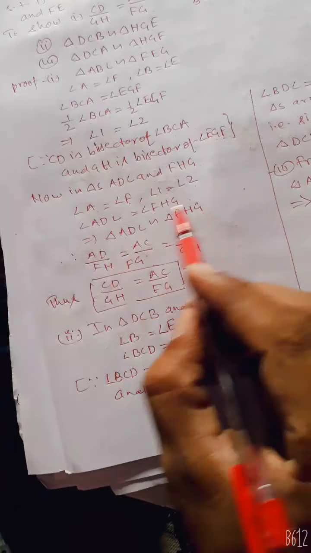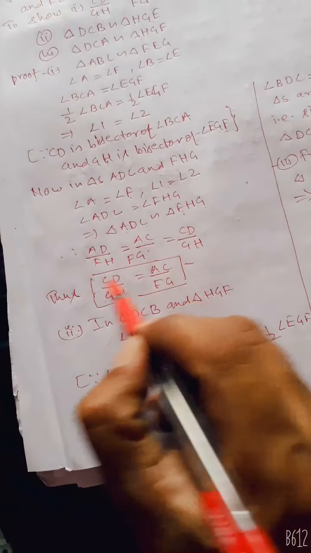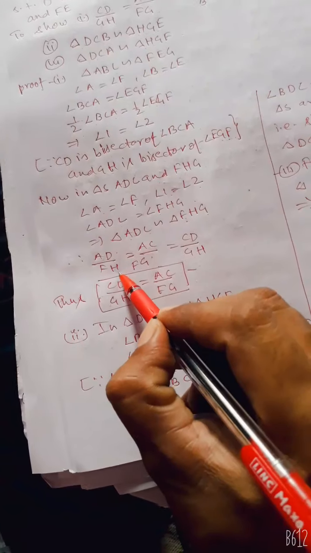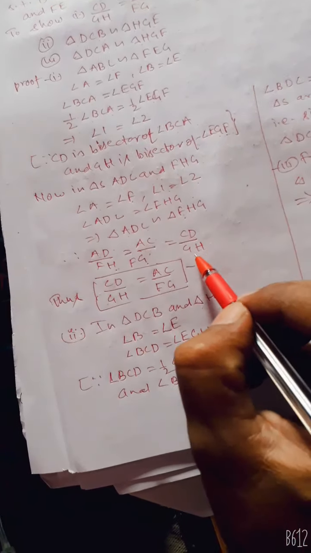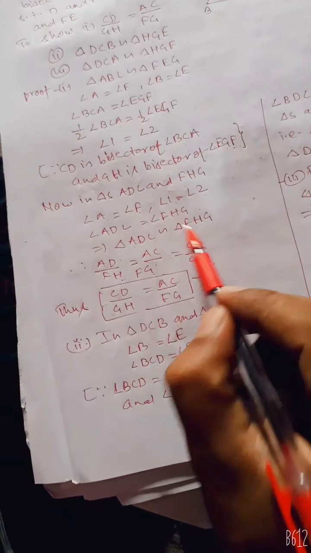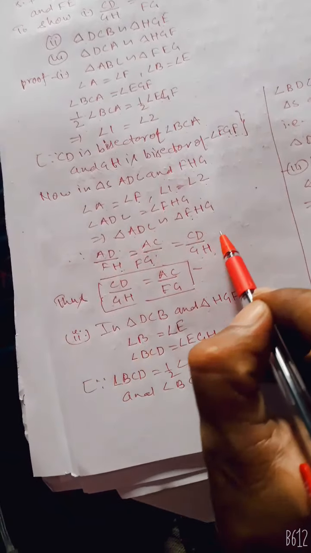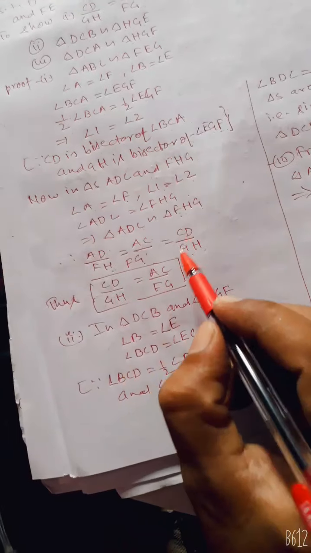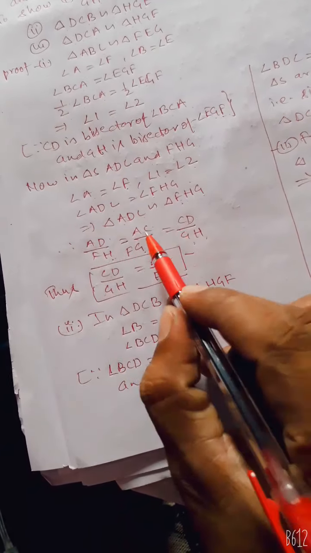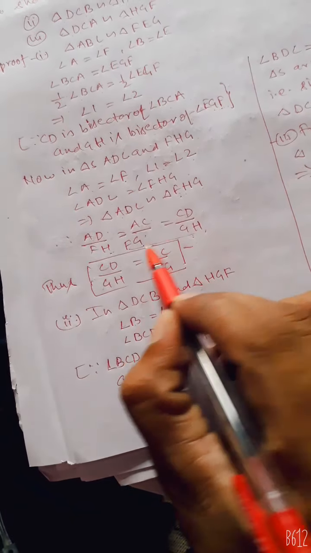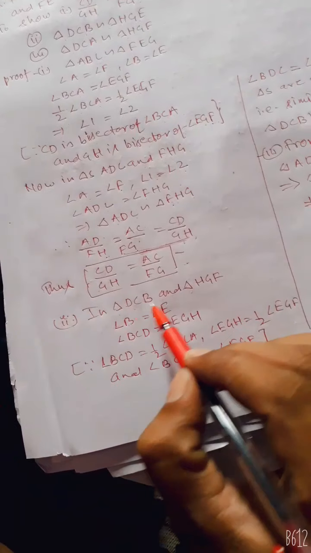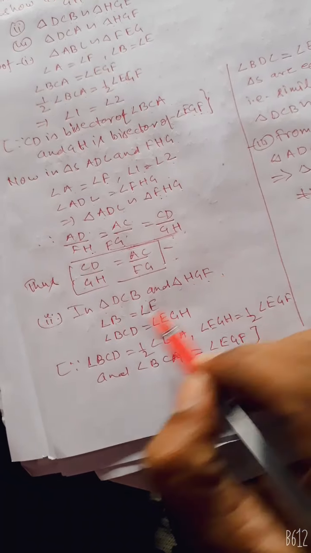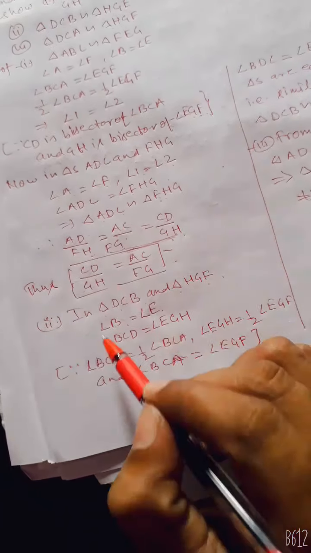Now once they are similar, we can write their corresponding sides in proportion: AD upon FH equals AC upon FG equals CD upon GH. Once they are similar, we can write their corresponding sides in proportion. So whatever the requirement, CD upon GH equals AC upon FG, we will utilize these two equalities. So that is the first proof.